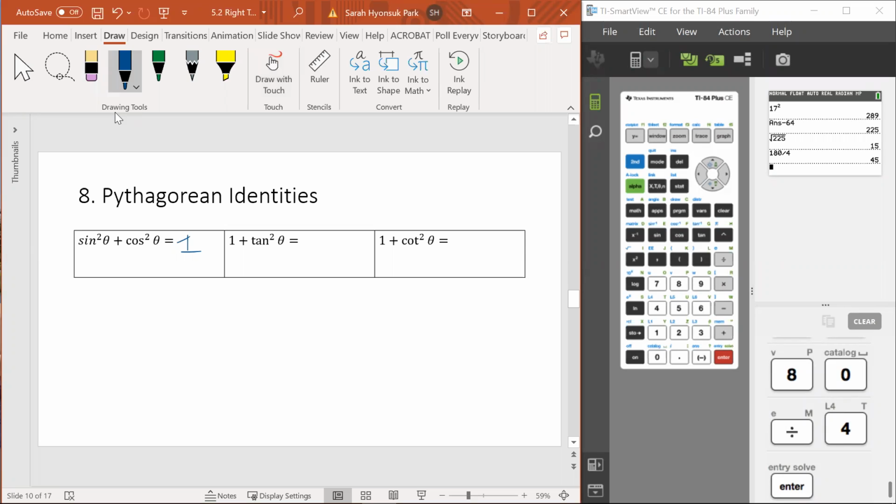So whenever you see sine squared of some angle, I'll give you an example. If you see sine squared of pi/6, this could be any angle, and you're taking cosine squared of the same angle, you're going to get 1. 1 plus tangent squared theta is going to be equal to secant squared theta. And 1 plus cotangent squared theta is cosecant squared theta. Usually we use this one the most.